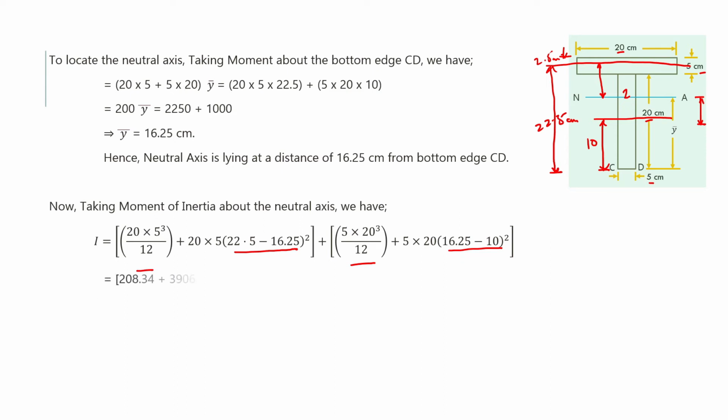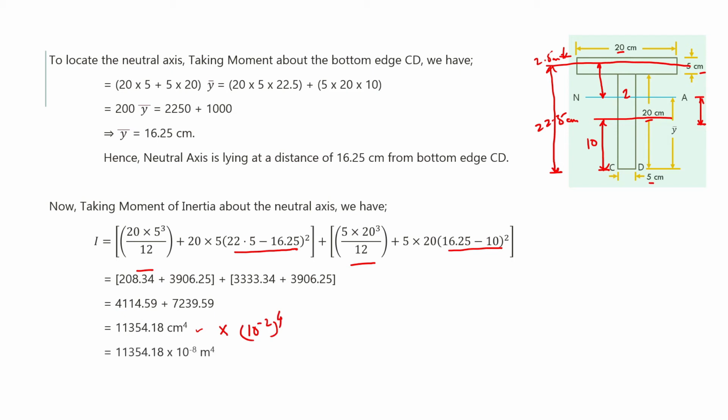And now simplifying it further, we are getting moment of inertia equal to 208.34 plus 3906.25 plus 3333.34 plus 3906.25, and finally we will get that moment of inertia will be equal to 11354.18 centimeter to the power 4. Now to convert it from centimeter to meter, we will multiply it by 10 to the power of minus 2 to the power 4. So this will be 11354.18 into 10 to the power of minus 8 meter to the power 4. So this is the moment of inertia about the neutral axis.